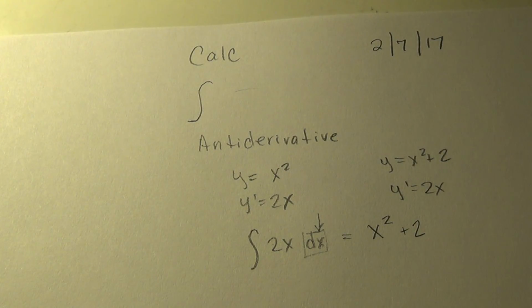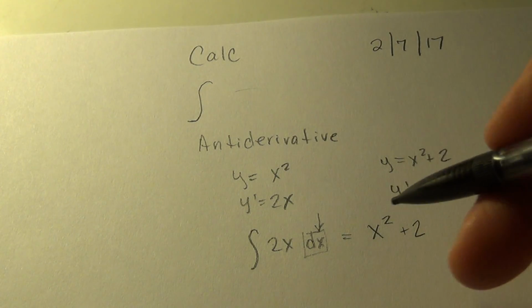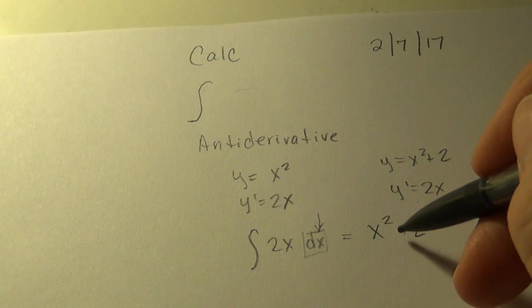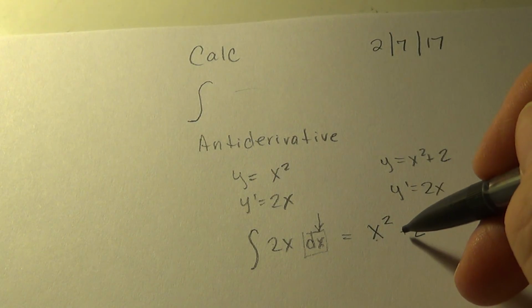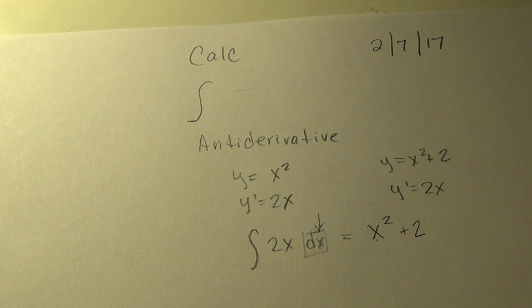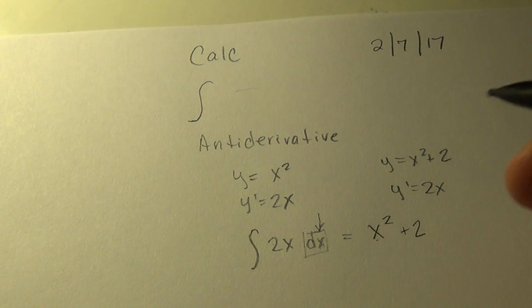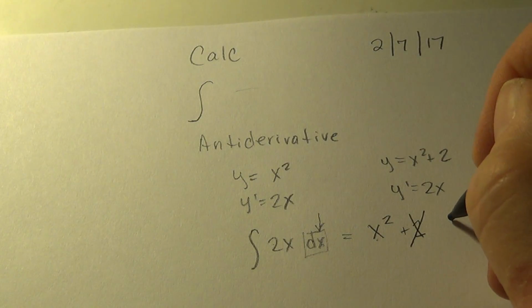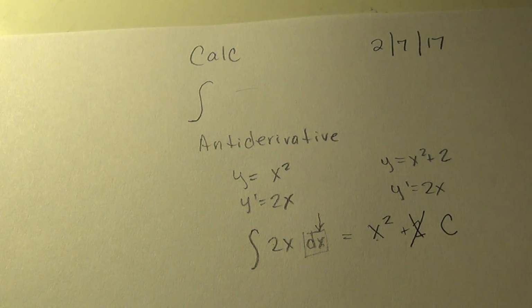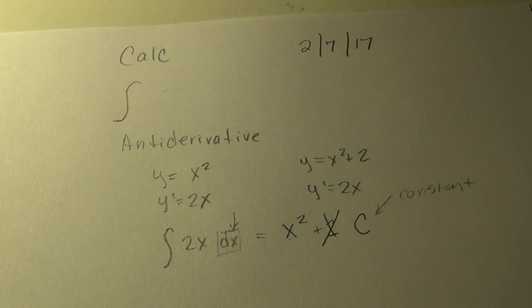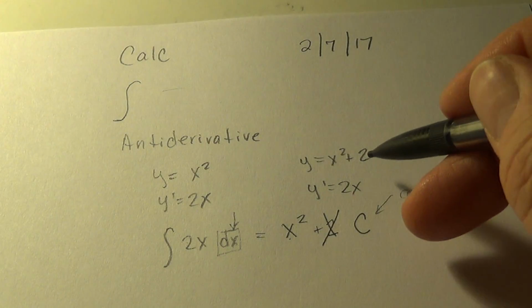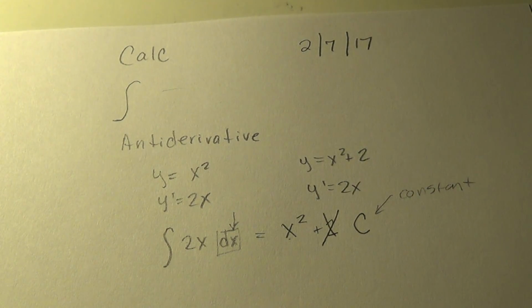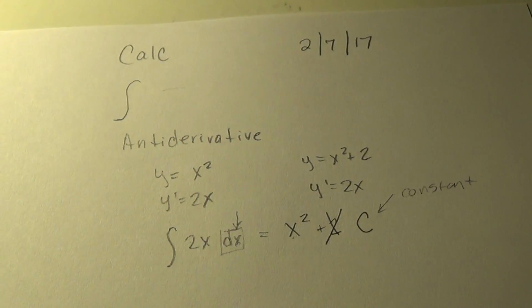So it seems to be more than one answer. Couldn't it have been x squared plus 3? X squared minus 5, x squared plus 6. So the answer to that is yes. We could have lots of answers, and the way we handle that is we say plus c, and that stands for a constant. So c could be any constant, and we've covered all of our examples that have this as its derivative.